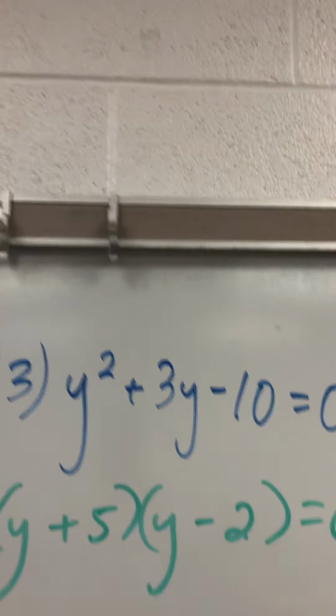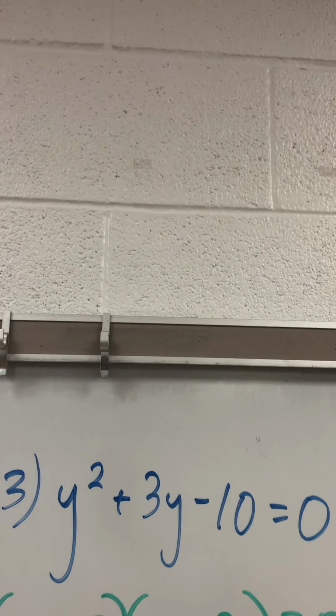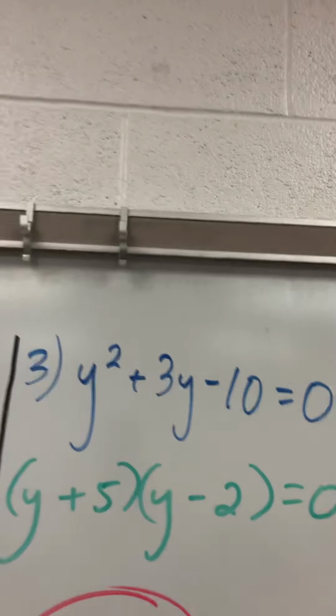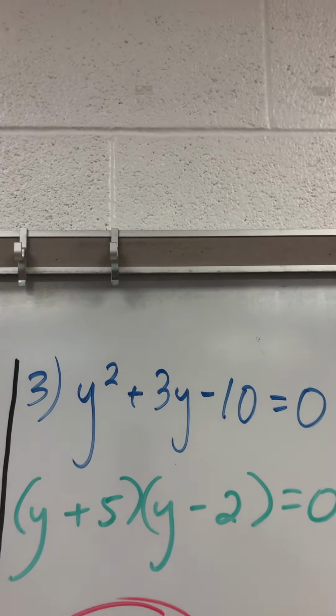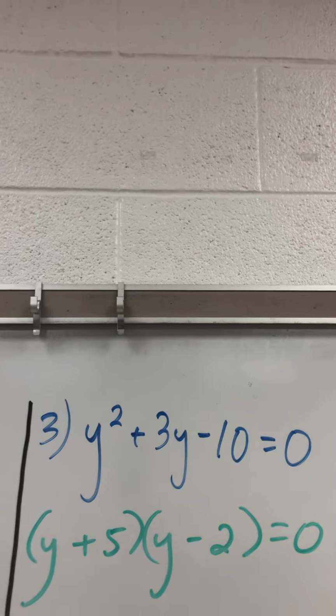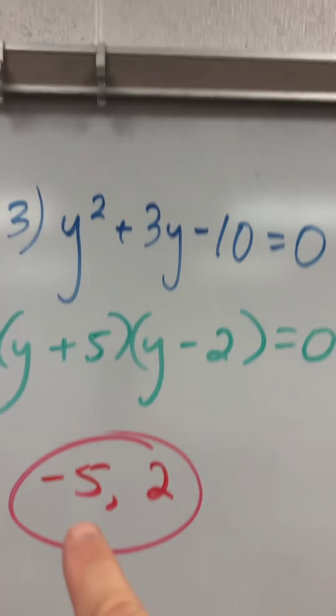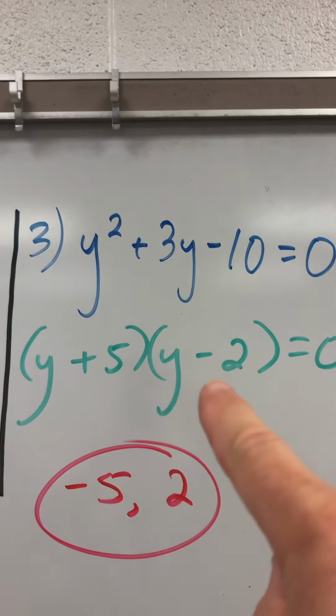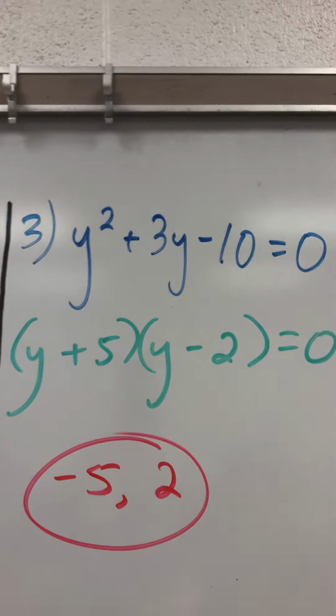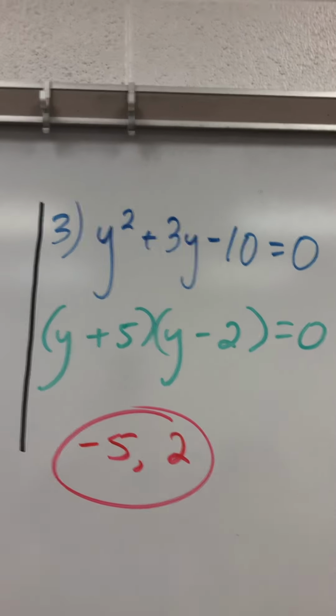So here you have y squared plus 3y minus 10 equals 0, which factors to (y plus 5)(y minus 2), right? So since it's plus 5, your answer is going to be negative 5, and since this is minus 2, your answer is going to be positive 2. So negative 5, positive 2.